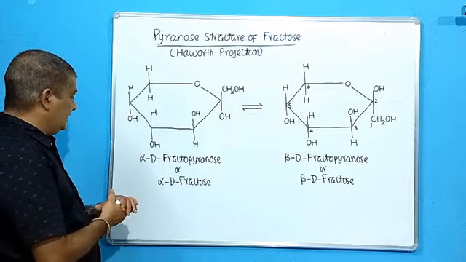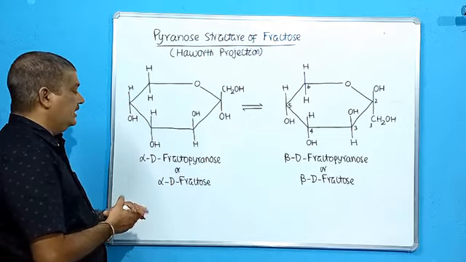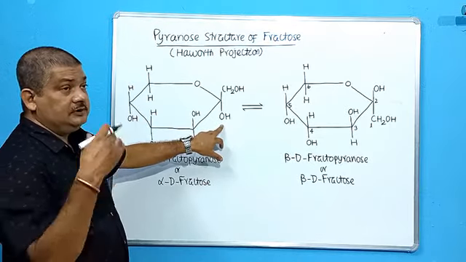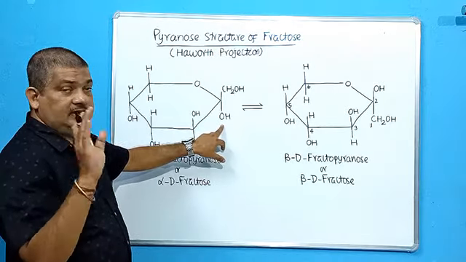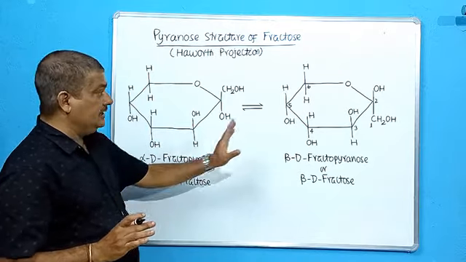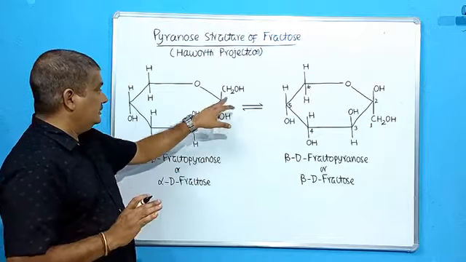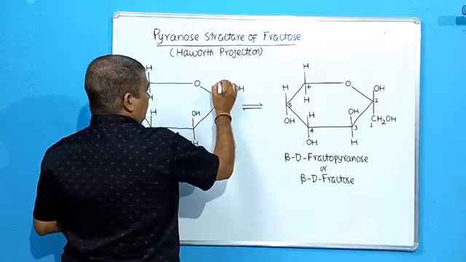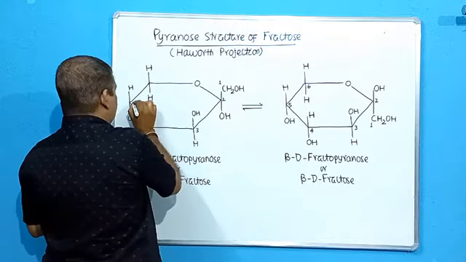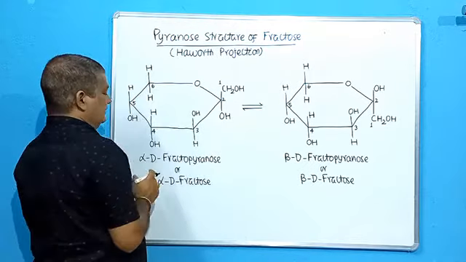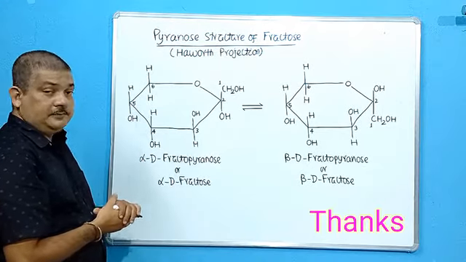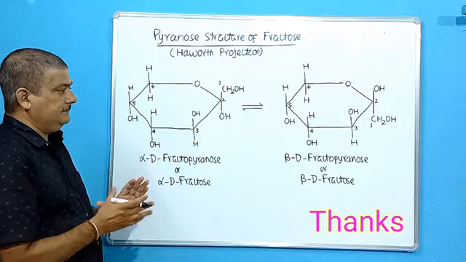Next, this one is alpha D fructopyranose. How to know it? Because the OH group is at the bottom. What will be at the bottom? Whichever is at the right hand side. So when the OH group is present on the right hand side of the straight chain, then it is the alpha one. When it is present on the left hand side, it is the beta one. So these are the carbon atoms numbered 1, 2, 3, 4, 5 and 6. So this is the beta D fructopyranose structure or the alpha D fructopyranose structure.